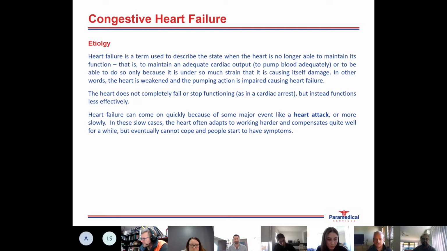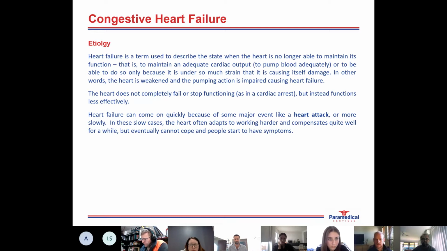The heart does not completely fail or stop functioning as it does in cardiac arrest, but instead functions less effectively. So we may pump a significantly reduced volume of blood around the body. Heart failure can come on quickly because of some major events like a heart attack, causing widespread ischemia, resulting in a dysfunction to the conduction system or other areas. Or more slowly, depending on what the underlying cause is.